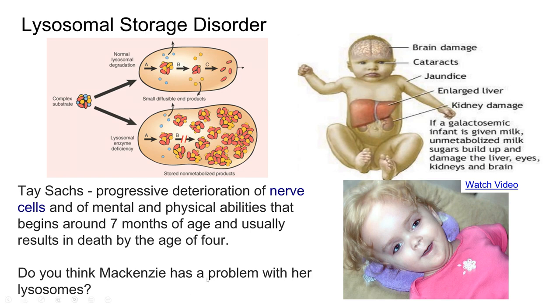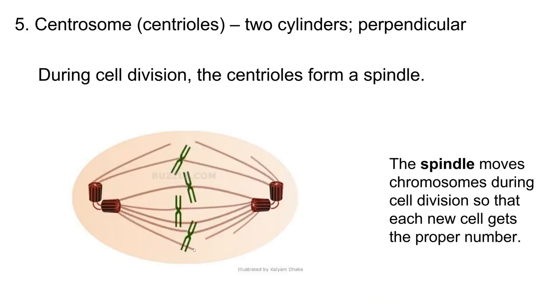Do you think Mackenzie has a problem with her lysosomes? And this information right here, you kind of already know the answer to that because it usually results in death by the age of 4. And how old is Mackenzie? That is right, she's 4.